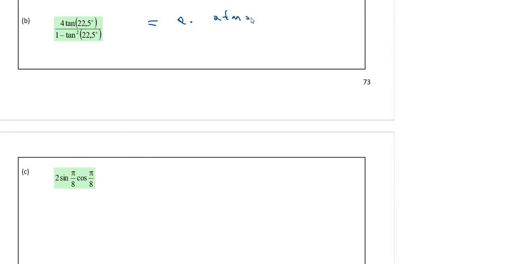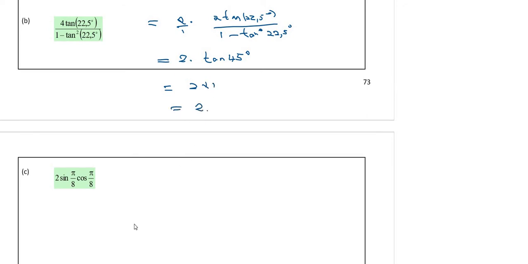Okay, 22,5, all right, over 1 minus tan squared 22,5, because this is over 1. That's why the bottom stays as it is. No problem there. Okay, and this I know now is the double angle. So that's going to give me 2 times the tan of double 22,5, which is 45. And tan 45 is 1. So this is going to be 2 times 1. And that's going to be 2.